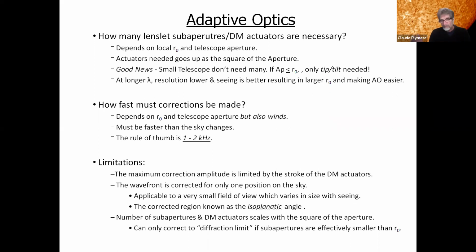Rule of thumb, somewhere in the kilohertz range. At Big Bear, for our 1.6 meter telescope, we worked at about 2 kilohertz. And so again, it depends on the site, etc.